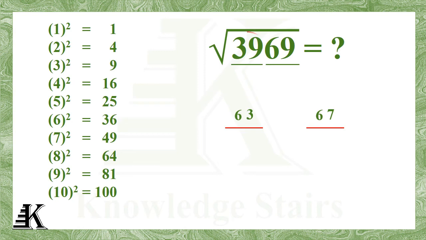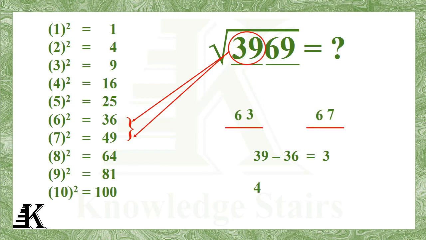We will see that this 39 exists between which two perfect squares. Here we have 6 and 7. Now we will see whether 39 is closer to 36 or 49. Just subtract. 39 minus 36 is equal to 3 and 49 minus 39 is equal to 10. So here 39 is closer to 36, the smaller number, hence we will choose the smaller number among the two numbers as the answer. Thus the answer is 63.